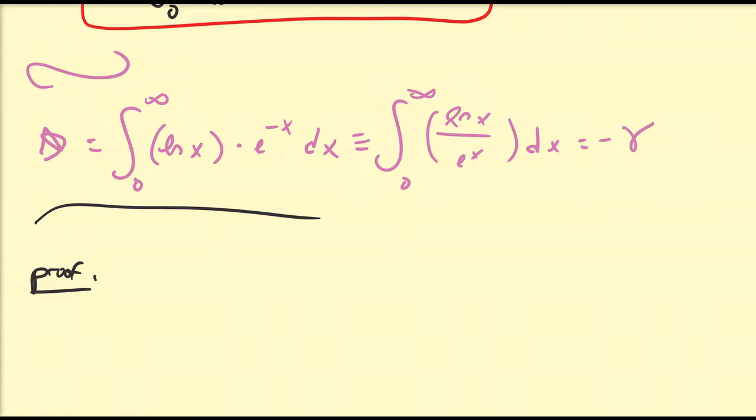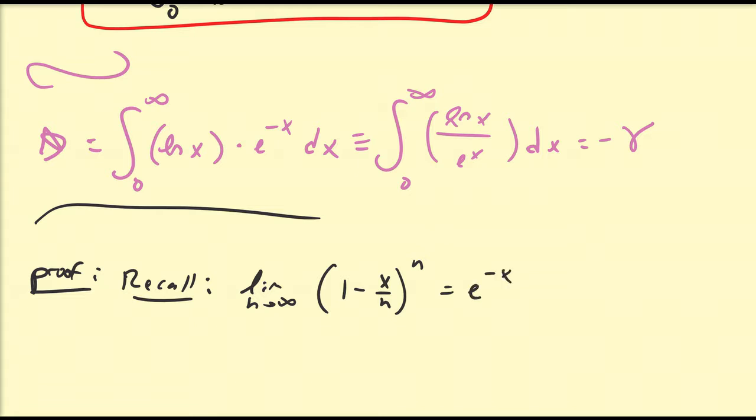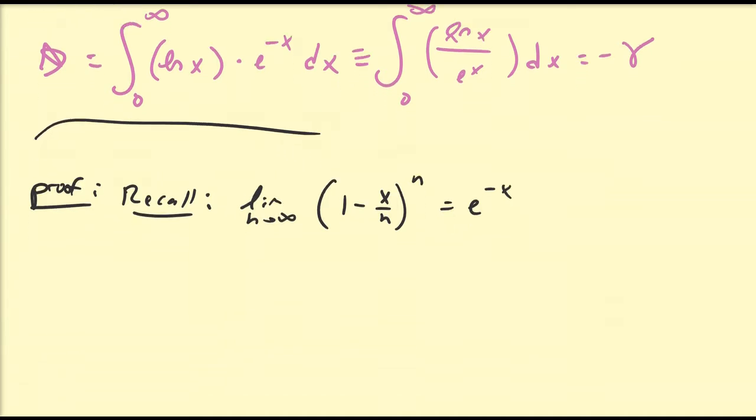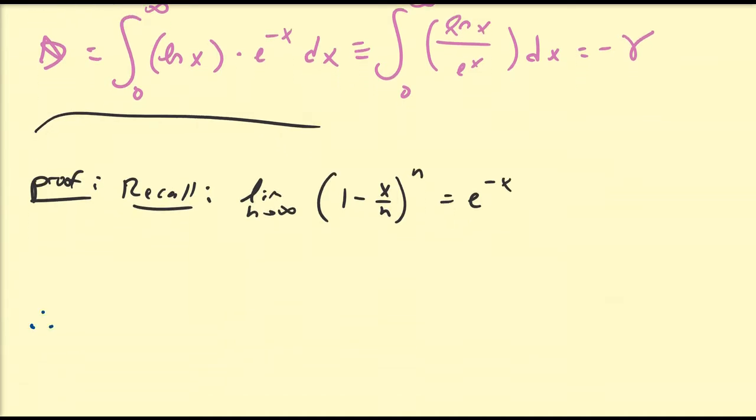So let's prove this. We're going to recall something from basic limit calculus. Recall the limit as n goes to infinity of 1 minus x divided by n to the n is equal to e to the minus x. And that's very easy to verify via, say, L'Hopital's rule. So if that's the case, then our original integral, which I'm going to be focusing on in this form, is going to be equal to the limit as n goes to infinity.